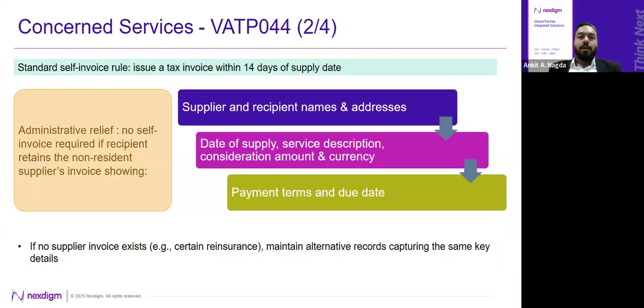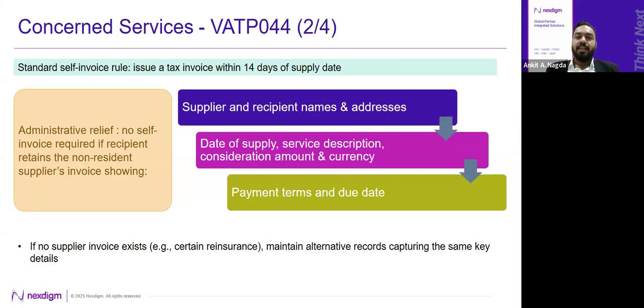Going ahead, coming to the point, now we talk on the documentation. So this public clarification has specifically mentioned that if there is an invoice issued by the vendor which states the supplier's name, address, recipient's name, address, the date of invoice, the service description, the value of the supply made, and the payment terms, then there is no need to issue a tax invoice or a self-tax invoice by the recipient of service.